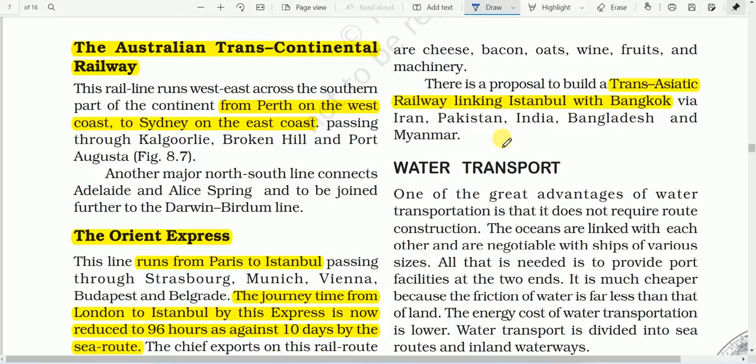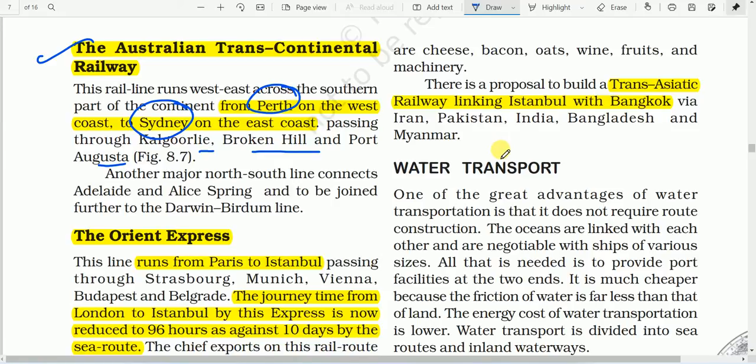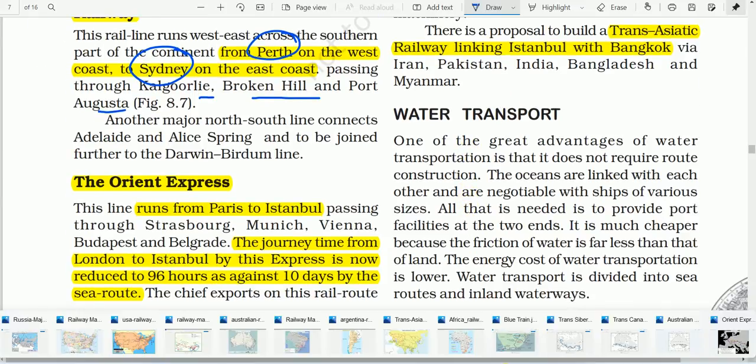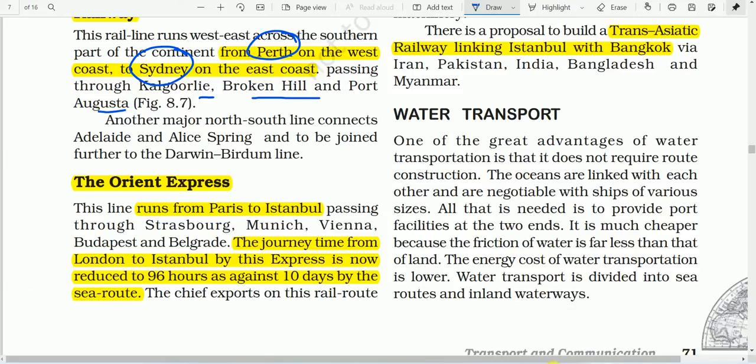Then the Australian Transcontinental Railway. This rail line runs west-east across the southern part of the continent from Perth on the west coast to Sydney on the east coast, passing through Calgary, Broken Hill, and Port Augusta. Another major north-south line connects Adelaide and Alice Spring, to be joined further to Darwin and the Birdham line. And here in our book, we have this one.